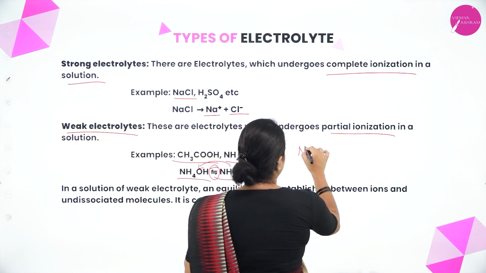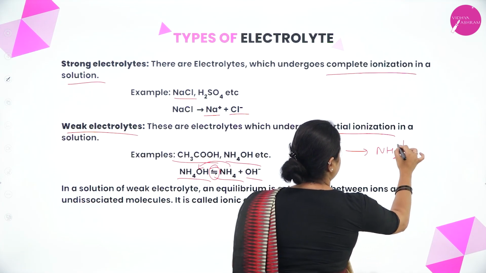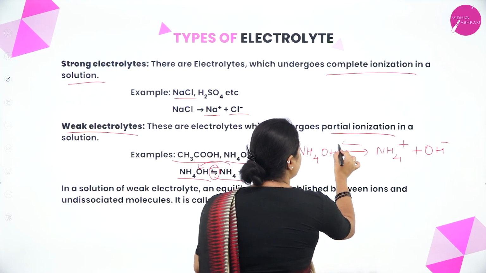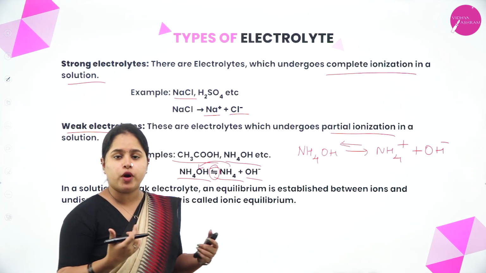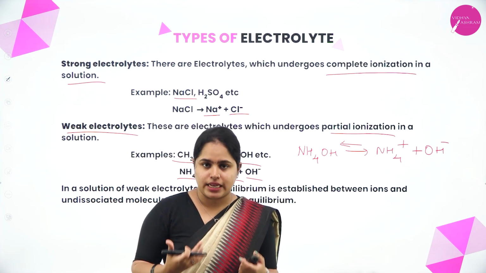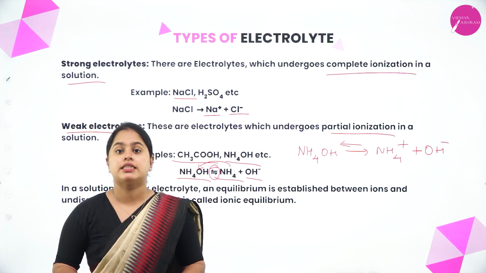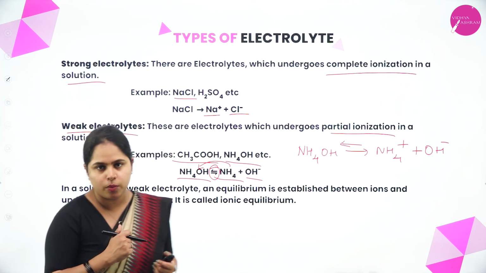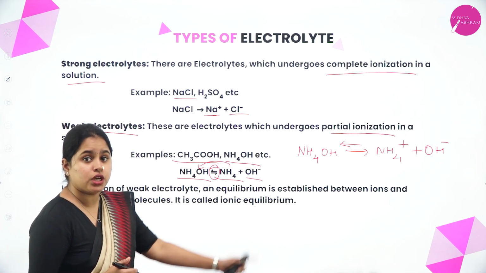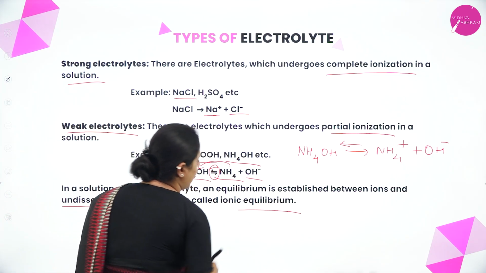That means NH4OH will dissociate and form NH4 plus and OH minus. At the same time, NH4 plus and OH minus will combine and form NH4OH. When these two processes are happening at the same time and at the same rate, what can we say? Yes, an equilibrium has been attained. And what type of equilibrium is it exactly? It is ionic equilibrium. I hope it is clear. So in a solution of a weak electrolyte, an equilibrium is established between ions and the undissociated molecules, and that is called ionic equilibrium.